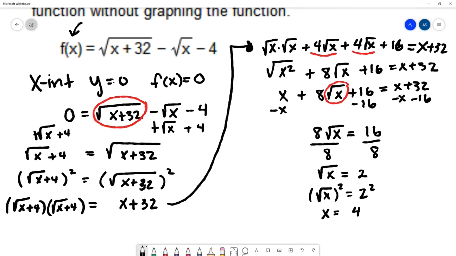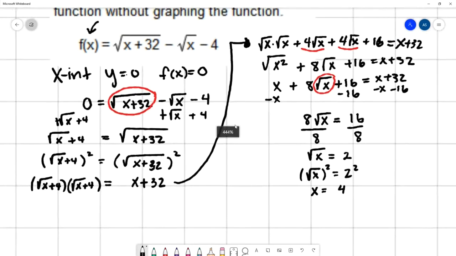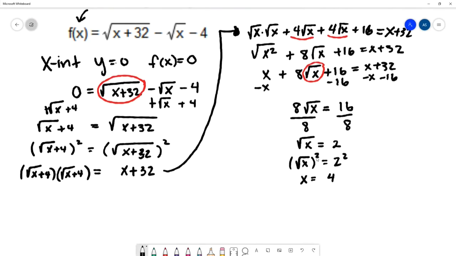So we have a solution for our x-intercept, but we want to check it. There's always a possibility when you square both sides that you get what are called extraneous solutions. So we want to check to make sure that this really is an x-intercept by substituting it into our original equation and making sure it comes out true. So let's give that a try.